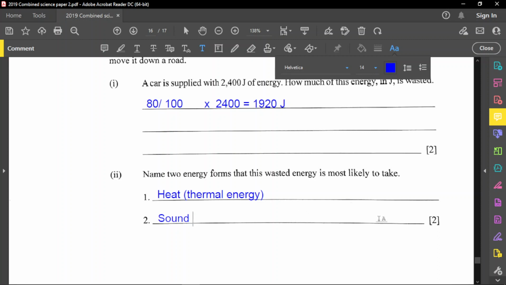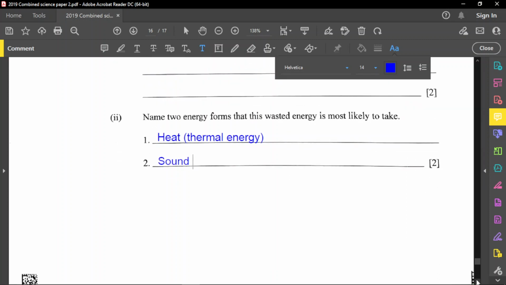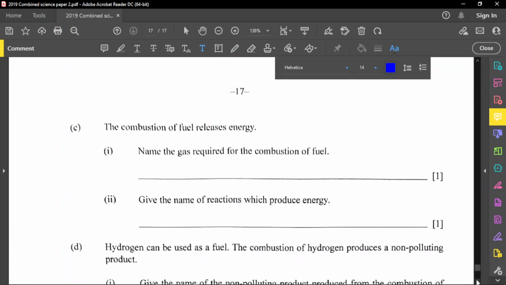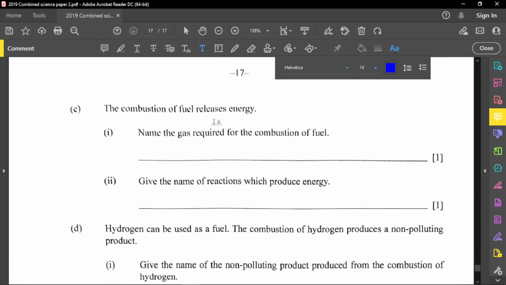All right. So let's go to the next part of this question now, and we're almost there. It said the combustion of fuel releases energy. Name the gas required for the combustion of fuel. For any combustion, once you're going to combust anything, it must have oxygen. Without oxygen, you cannot have combustion, right? So oxygen is very important for all combustion.